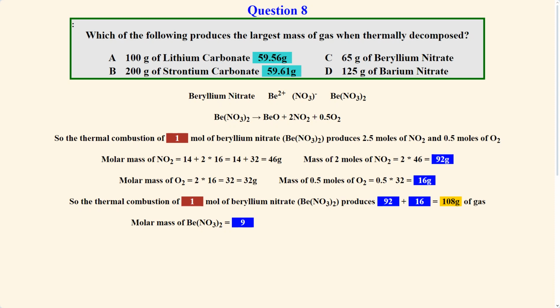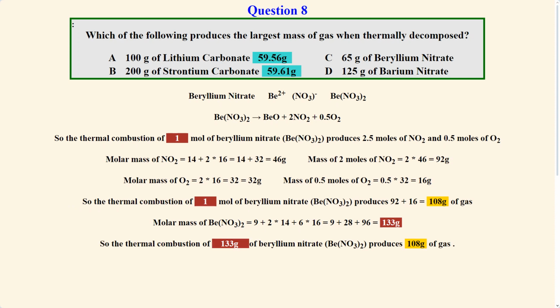So beryllium has atomic mass 9. Nitrogen, we've got 2 atoms there, each with atomic mass 14. And the oxygen, we've got 6, and each has mass 16. So add everything up and we get 133 grams.